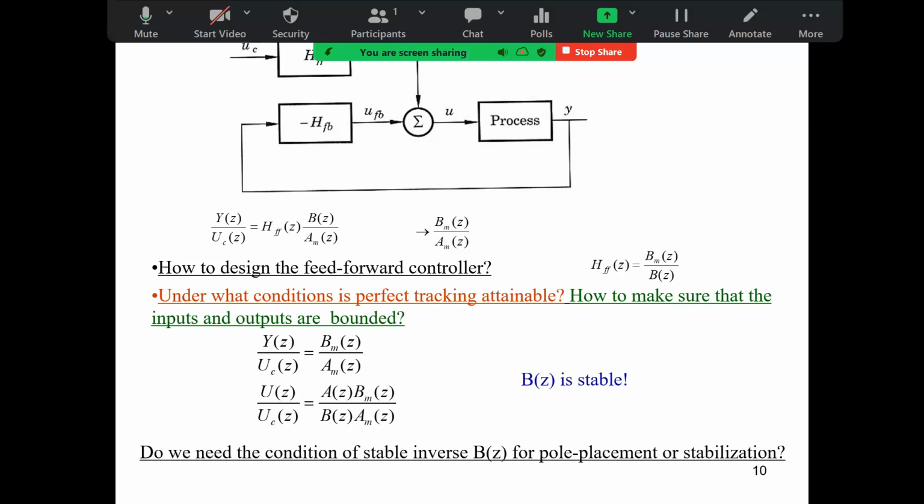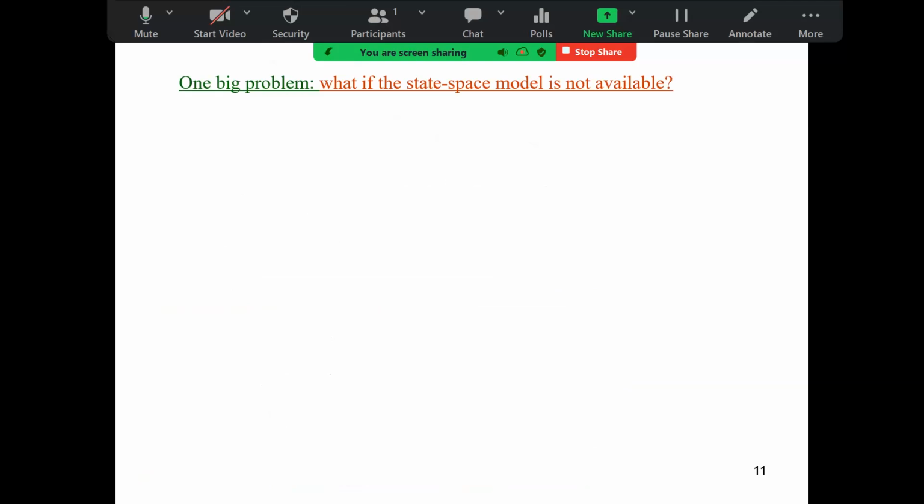Now, if we just want to stabilize the system, right? Or we want to place the poles, do we need this condition? We don't need. It's only for a very strict requirement, right? You want to follow the reference model completely. Okay.